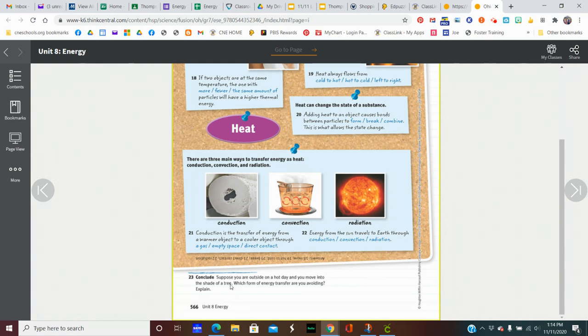All right. Suppose you are outside on a hot day and you move into the shade of a tree. Which form of energy transfer are you avoiding? And explain your answer. So which one of these forms of energy transfer are you avoiding and why?